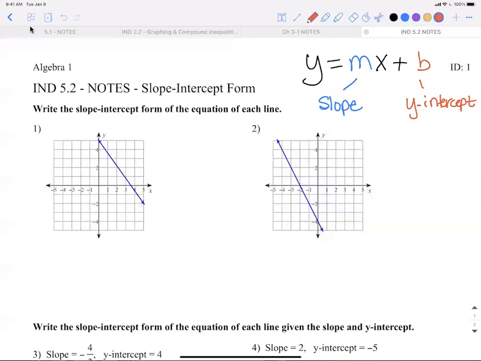So in order to write an equation, you'll notice those first directions there. It says write the slope-intercept form of the equation. What do we need in order to write the slope-intercept form? Well, it's in the name. We need the slope and we need the intercept.